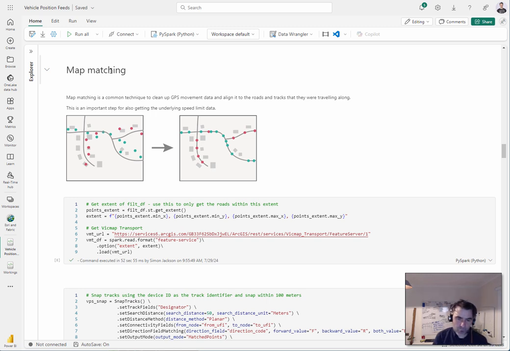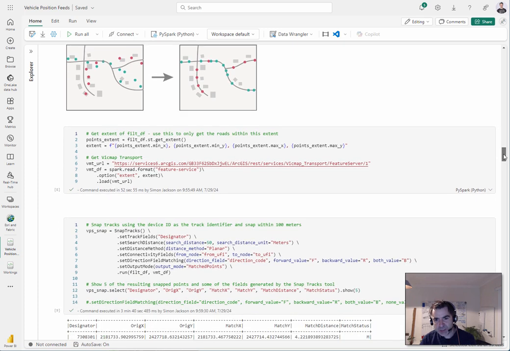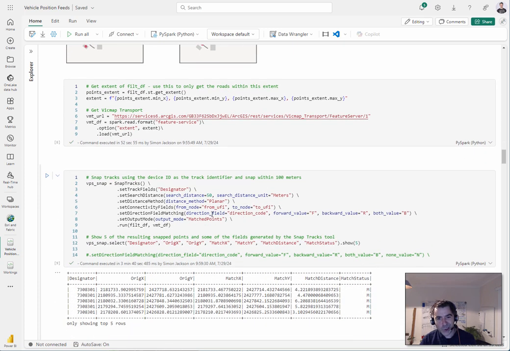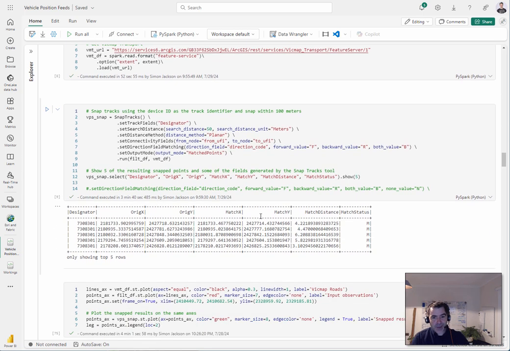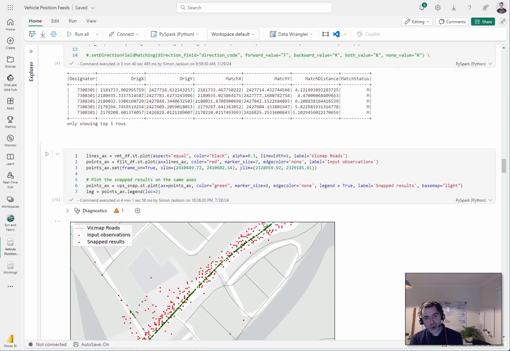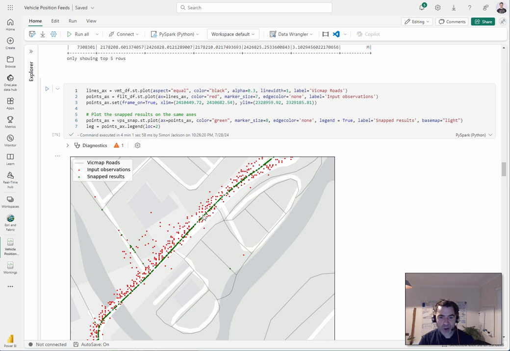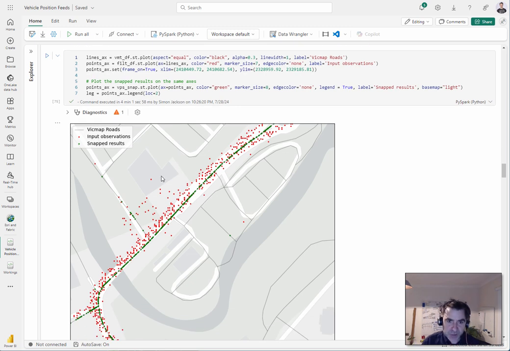First step to clean up the data is called map matching. So this is to account for GPS drift that happens, and we're going to use the VicMap Transport Roads dataset, which includes a whole range of connectivity rules that we're going to take advantage of to essentially snap this GPS data to the corresponding road segment that it's on. Red points is the input data. From running it through this tool, the green points that are all along the road segments is what we're after.